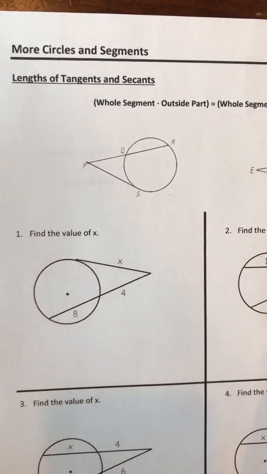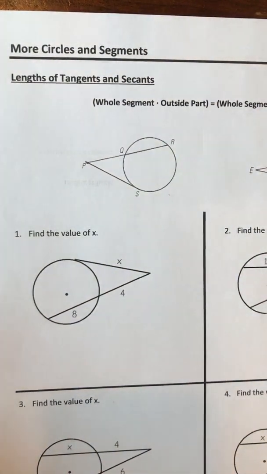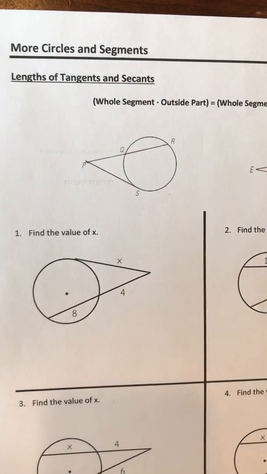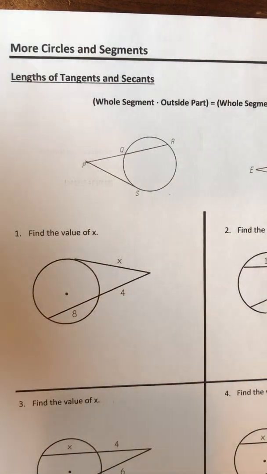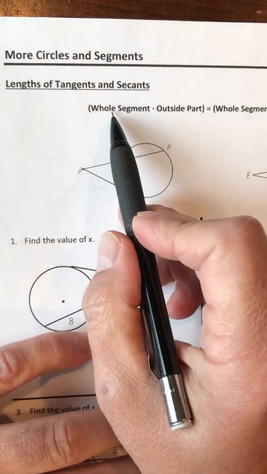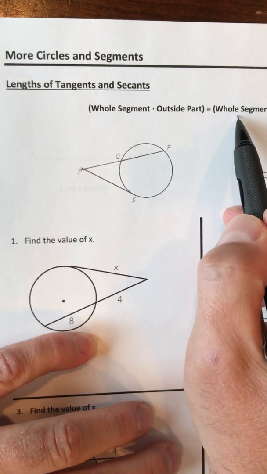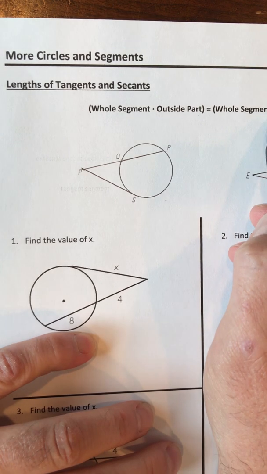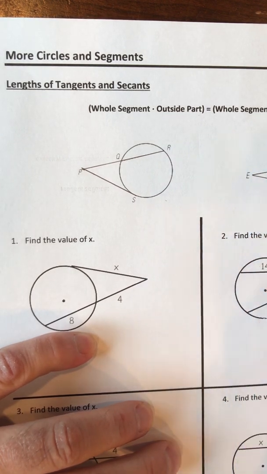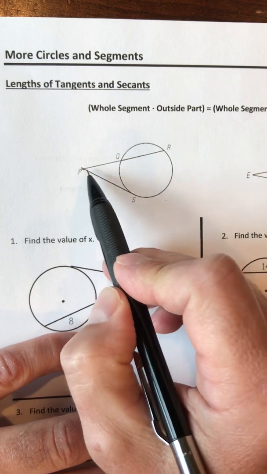All right, guys. We're gonna keep going with the lengths of the sides as opposed to the angle measures. So this is gonna be working with tangents and secants. This is the formula: the whole segment times the outside part equals the whole segment of the other secant or tangent times its outside part. So this situation is a tangent and a secant.